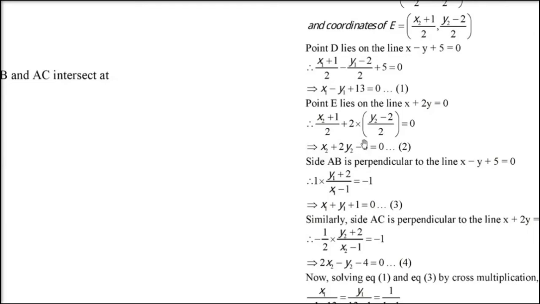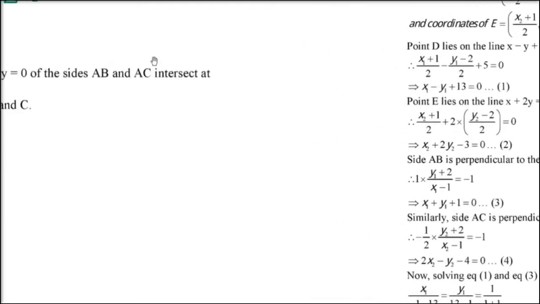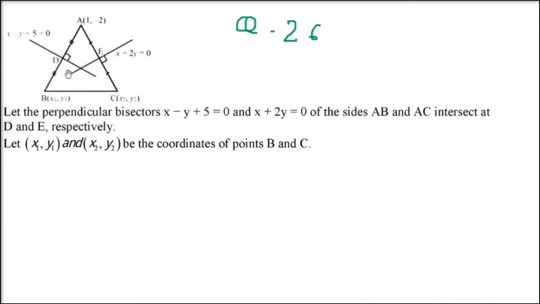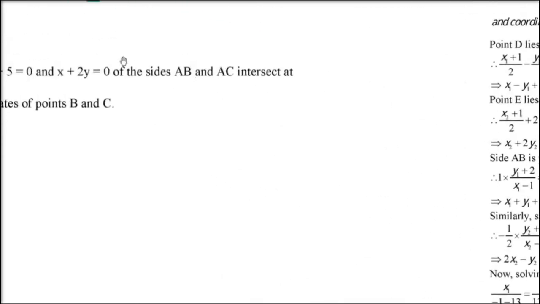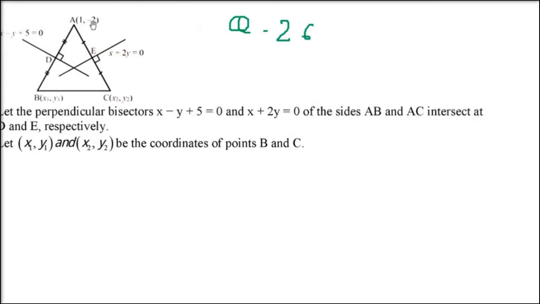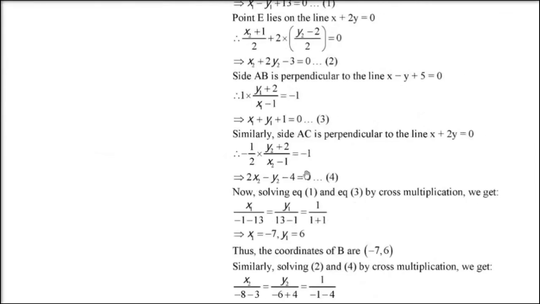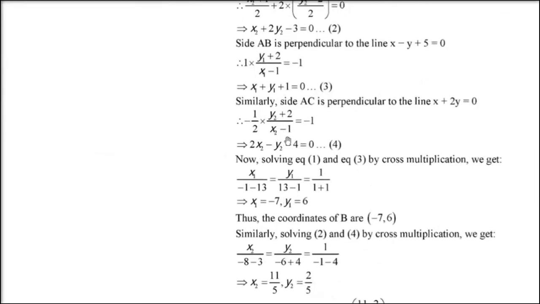We'll use the slope multiplication. The slope of the line AC and the slope of the line perpendicular to it are going to multiply to minus 1. So what is the slope of x plus 2y equals 0? 2y equals minus x, and y will be minus 1 by 2 x. So the slope will be minus 1 by 2. And what is this slope? If you take A and C, it is (y2 plus 2) by (x2 minus 1). So (y2 plus 2) by (x2 minus 1) into minus half equals minus 1. This is one equation.